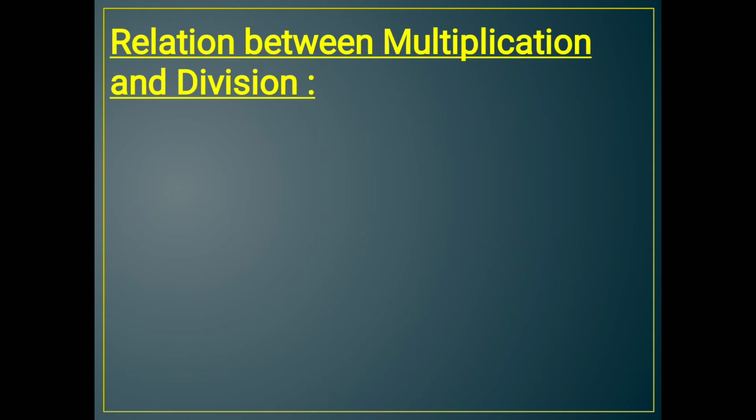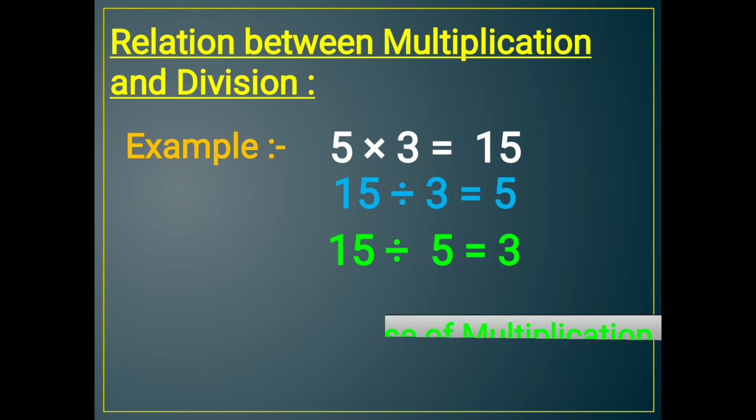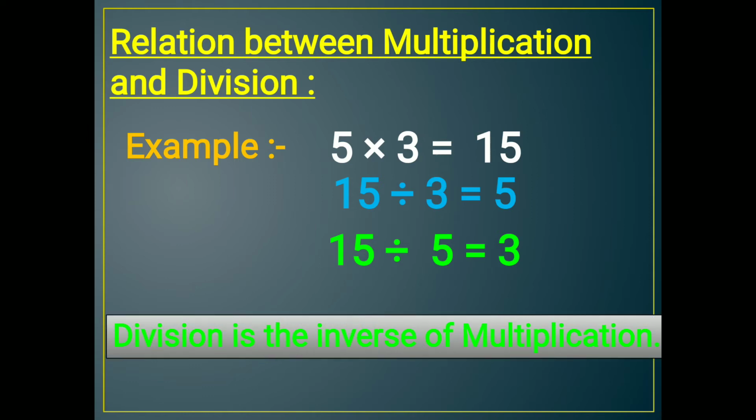Now here I am going to tell you how multiplication is related to division. So let's understand with the help of an example. 5 multiplied by 3 is equal to 15. If we have to write division facts for this multiplication, first we will write the first division fact: 15 divided by 3, we get 5. And after that we will write the second division fact: 15 divided by 5, then the answer we will get is 3. So here you can see division is the inverse of multiplication. Okay, students?